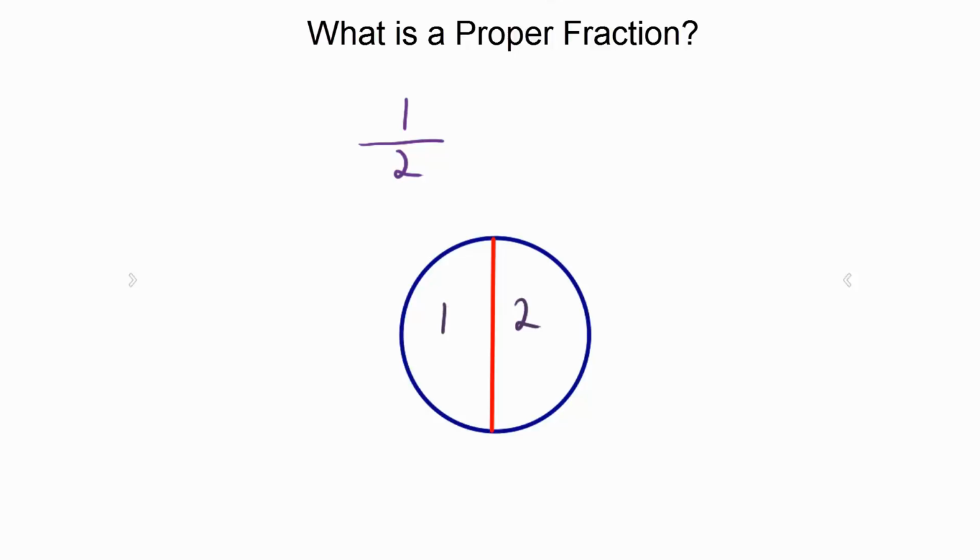For this demonstration, the 1, which is the numerator, is going to represent the number of parts we need to fill in. Since it is 1, we just need to fill in 1 part of this whole circle, which is divided into 2 pieces. So we use the red line to divide our whole circle into 2 pieces. Next, we are going to use the numerator, which is 1, to fill in one of these pieces. Let's fill in the left piece.